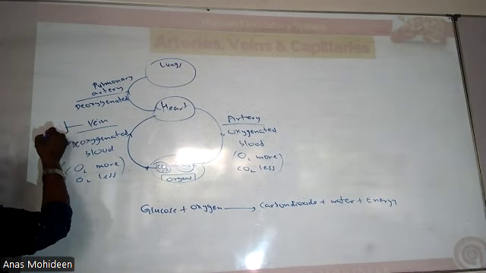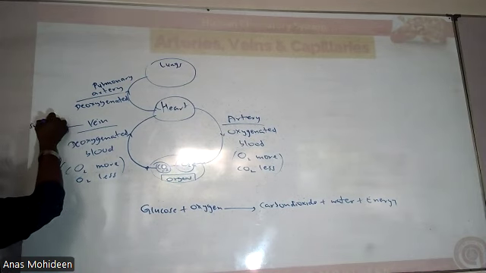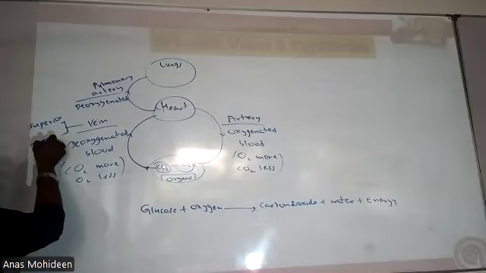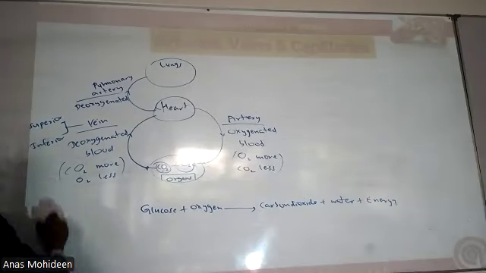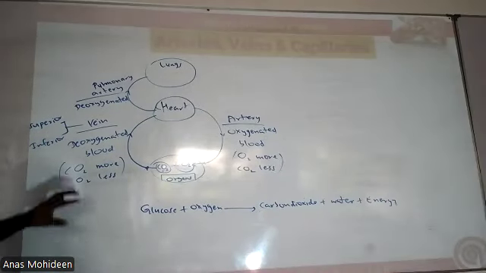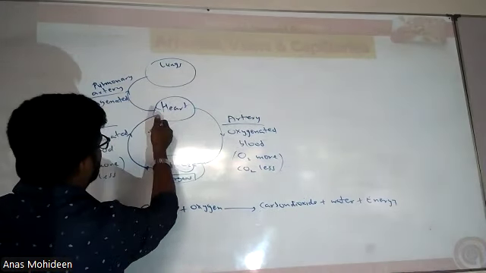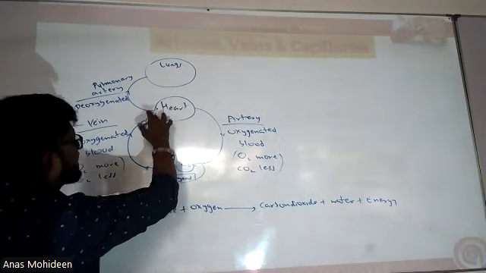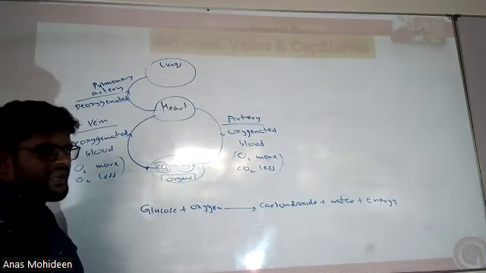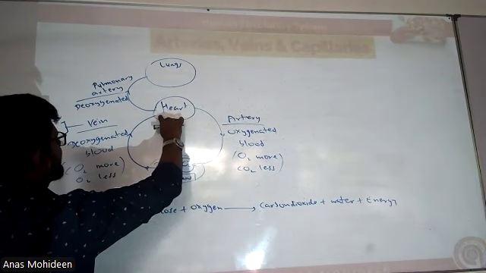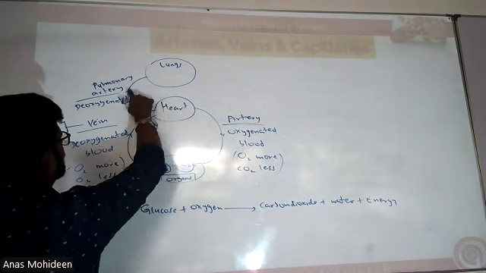There are two veins. One is superior and the other one is inferior vena cava. So both the superior and inferior vena cava take carbon dioxide containing blood towards the heart. Towards the heart means actually which chamber? Right atrium. Okay, right atrium to right ventricle. The right ventricle pumps the deoxygenated blood to the lungs.